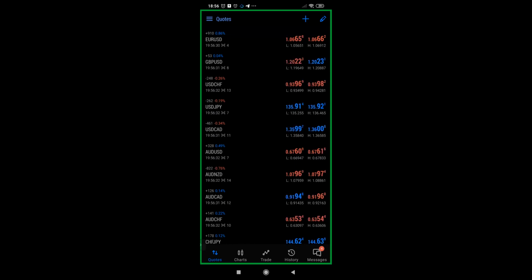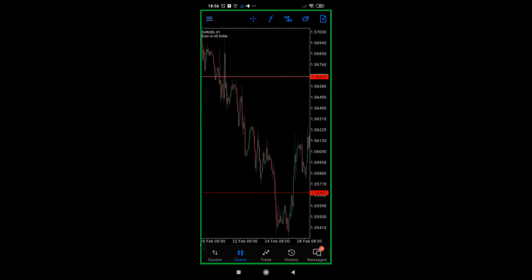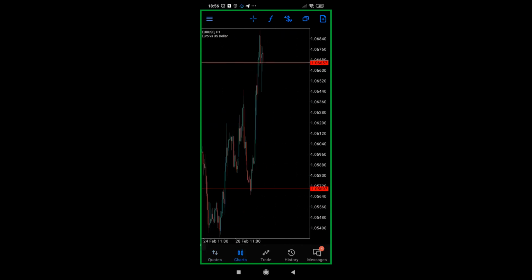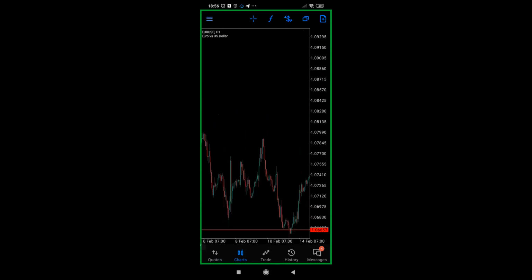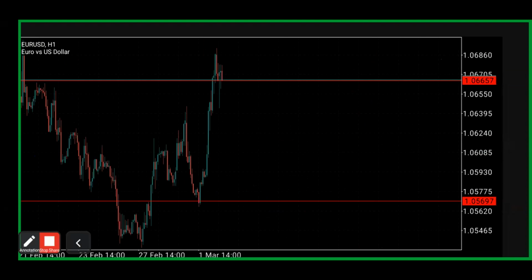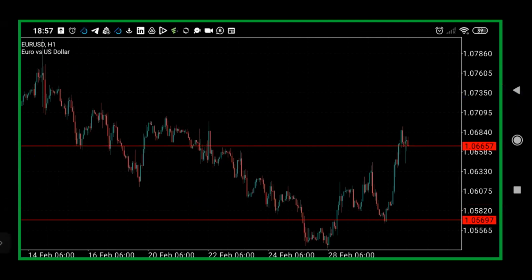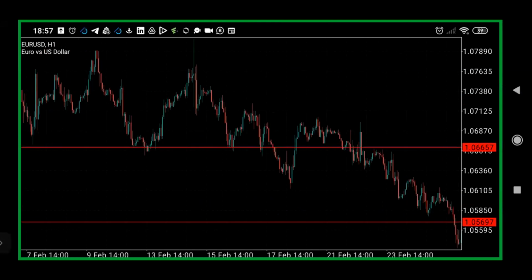Then you have the chart section. So the chart section is where you can do your analysis on your phone. It gives you the candlesticks. So you can actually change the color of your candlesticks. You can also rotate it and put it on landscape mode, as I've done. Landscape mode will give you a wider view of the market of price.